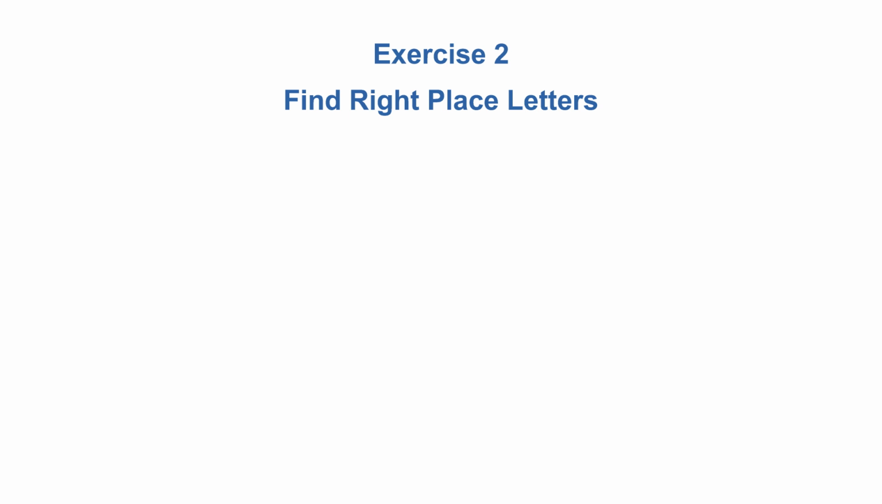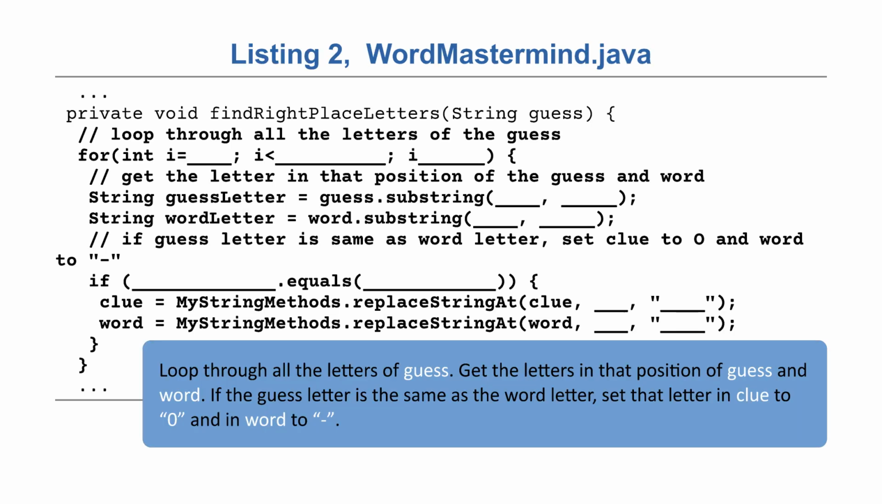Exercise 2. Find right place letters. Loop through all the letters of guess. Get the letters in that position of guess and word. Hint, use substring to find the letters. If the guess letter is the same as the word letter, set that letter in clue to an O and in word to a dash. Hint, use replaceStringAt to put the O in clue and the dash in word.